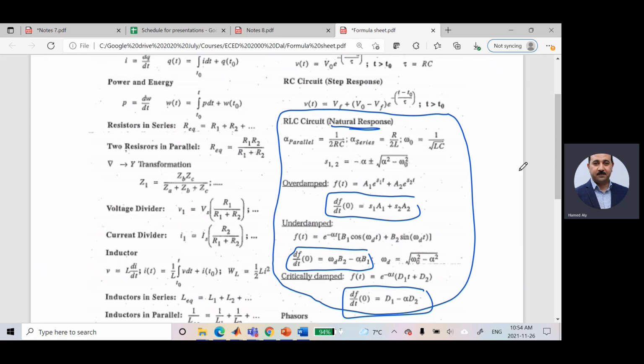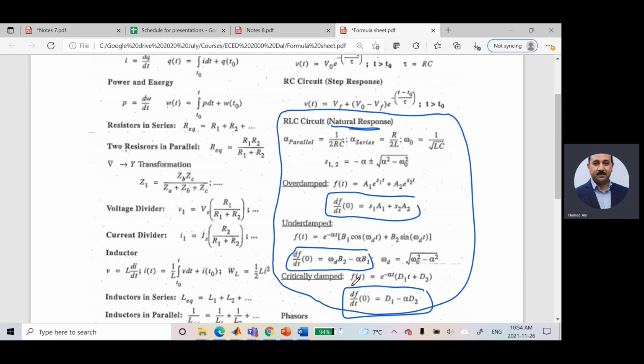We are talking about parallel RLC. So I'm going to use this alpha equation, and I'm going to use this omega equation for calculating alpha and omega. And I'm going to choose one of these three different equations based on alpha and omega.